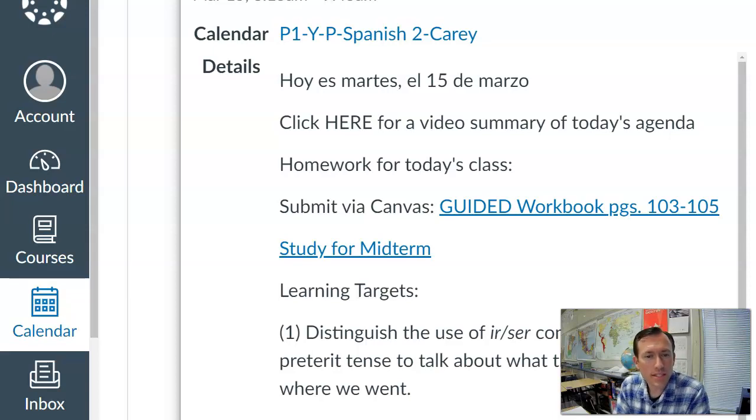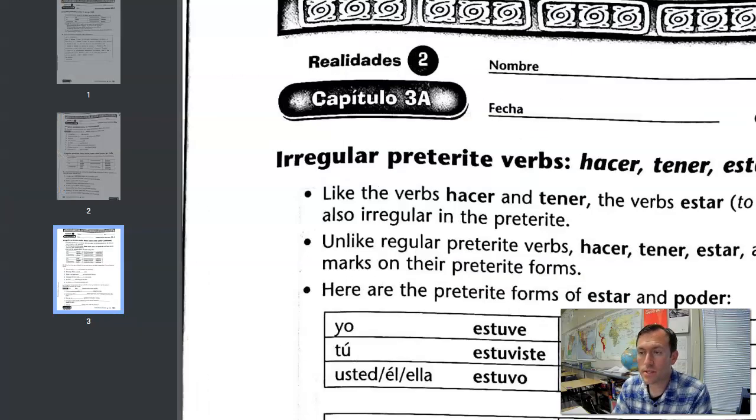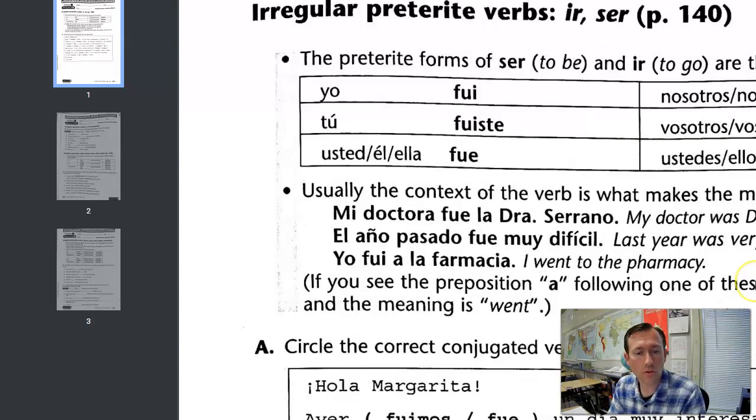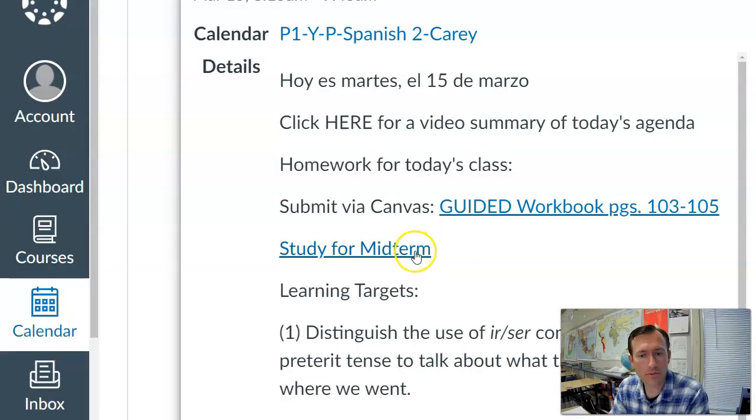Aquí tienen las instrucciones para el día de hoy, martes el 15 de marzo. Homework for today were the guided workbook pages 103, 4, and 5. We did these as an in-class assignment, and actually they were due at the end of last class. So hopefully you're able to complete these and submit them in preparation for your midterm for today.